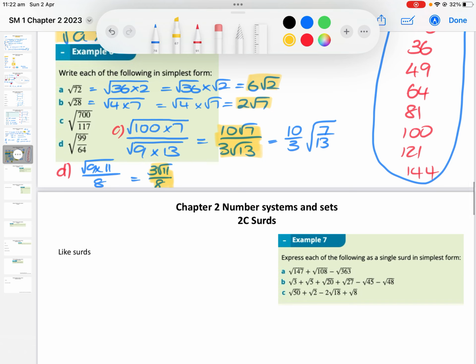So if you like, at this stage now, if you want to go and have a go at these questions, you can now do question 1.